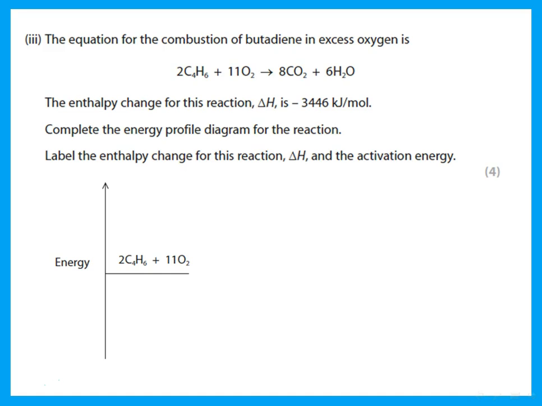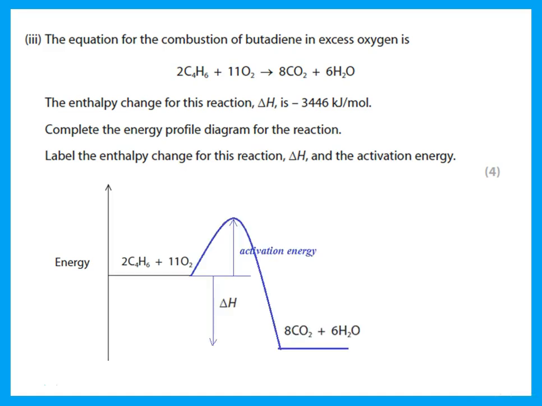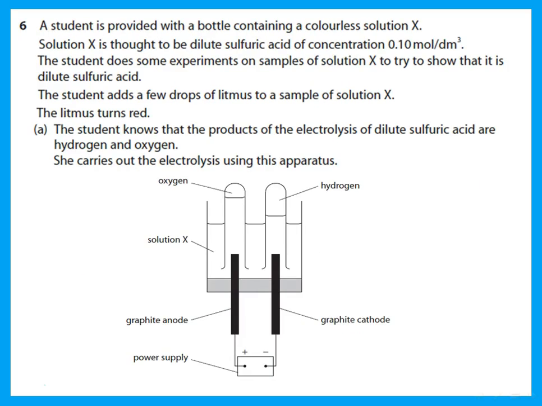Complete the energy profile diagram. Again, energy profile diagram means I should show activation energy and delta H. Exothermic means the products are below the reactants, because exothermic means the reactants give out heat, and that means the products have less energy. Now, where is the activation energy? Remember, the activation energy is from reactants to the top. Where is delta H? From reactants to products. And in this case, we're going down because it is an exothermic reaction.